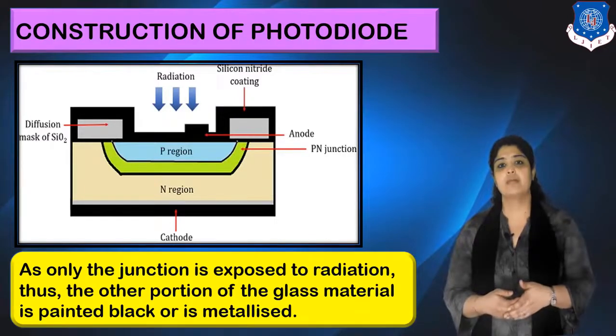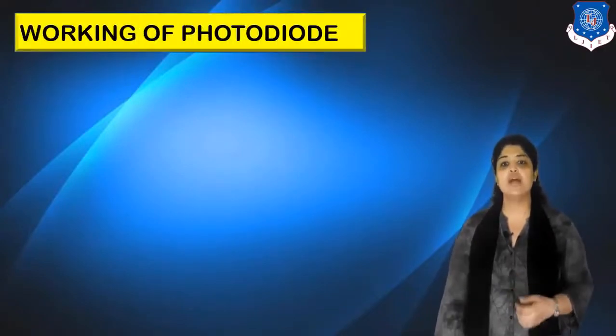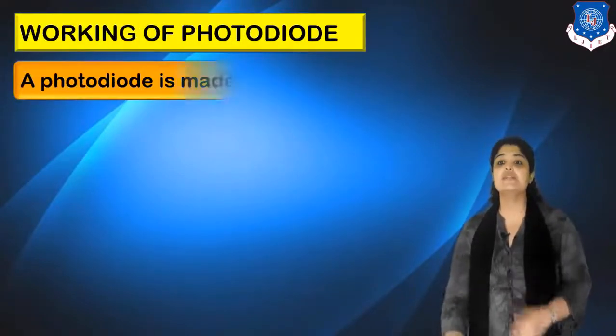Now let's move on to the working of a photodiode. A photodiode always works in reverse bias.